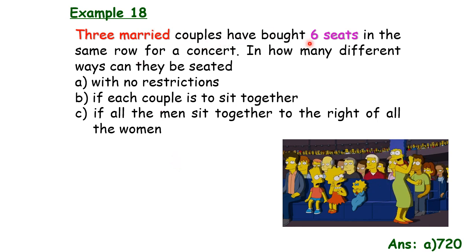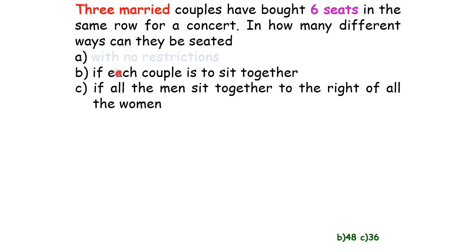3 married couples have bought 6 seats in the same row for a concert. In how many different ways can they be seated? A, with no restriction. So in this question we only focus on question A, no restriction. So no restriction means the 6 seats are free seating, okay? So 6 factorial would be 720, okay? And then next, B, if each couple is to sit together.